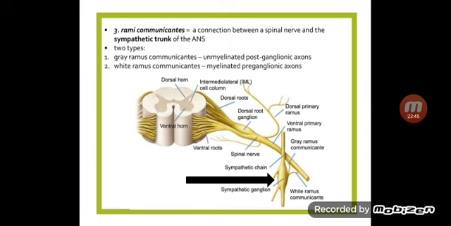If we look at this diagram, the black arrow points to the ganglion. This is the sympathetic ganglion. It gives white ramus and gray rami communicantes distributed through the spinal nerves, and supplies the viscera.